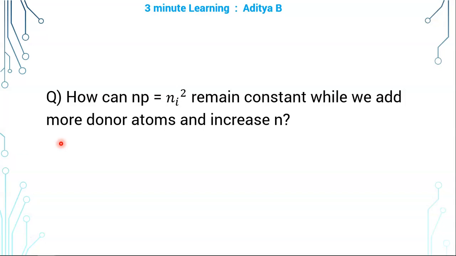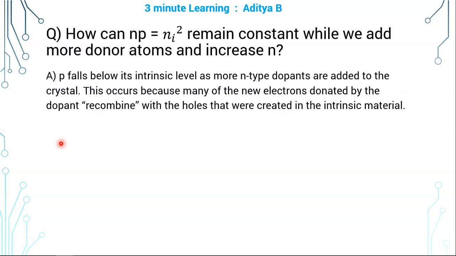How can n into p equal to ni square remain constant while we add more donor atoms and increase n? P, that is the concentration of holes, falls below the intrinsic level as more n-type donor dopants are added to the crystal. This occurs because many of the new electrons donated by the donor atom recombine with the already existing holes which were created due to the thermal excitation or due to the room temperature.